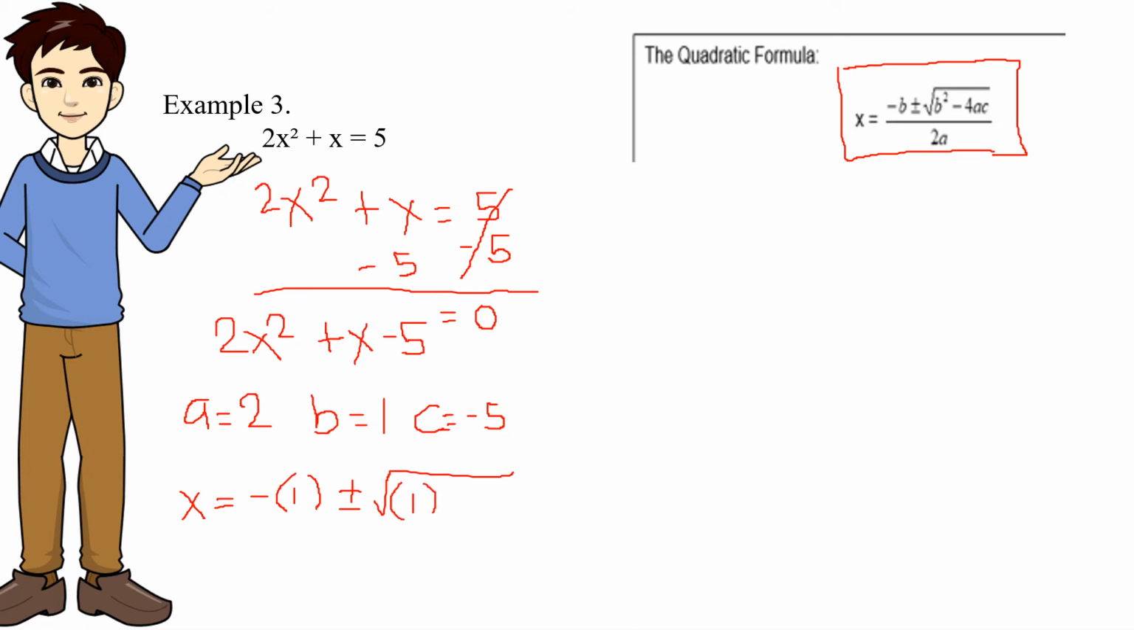1 squared minus 4 times the value of letter a. This time, the value of letter a is 2. So, lagay natin ay 2. Times negative 5, the value of letter C.